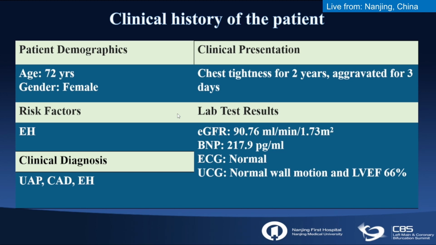Patient, 72 years old, female, chest tightness for 2 years, aggravated for 3 days, risk factor essential hypertension. Lab test results showed normal eGFR, high BNP, normal ECG, and normal UCG. Left ventricular ejection fraction is 66%. We diagnose this patient with unstable angina pectoris, coronary arteritis, and essential hypertension.